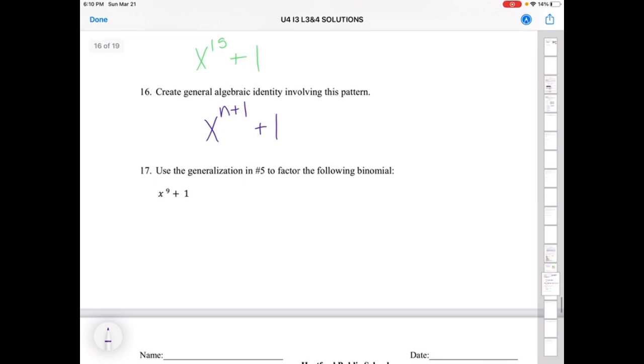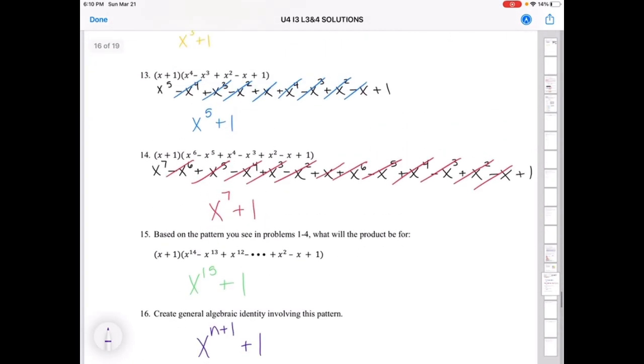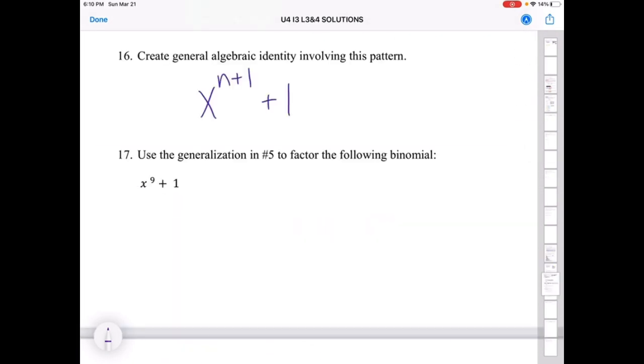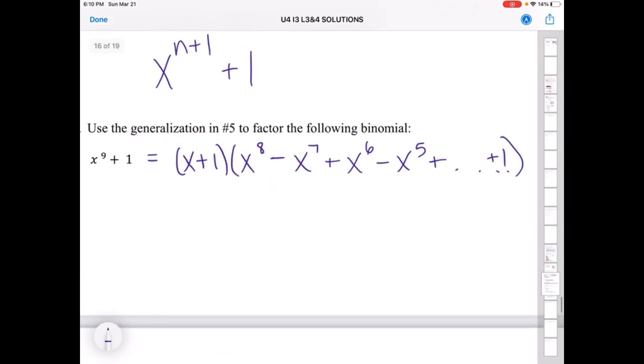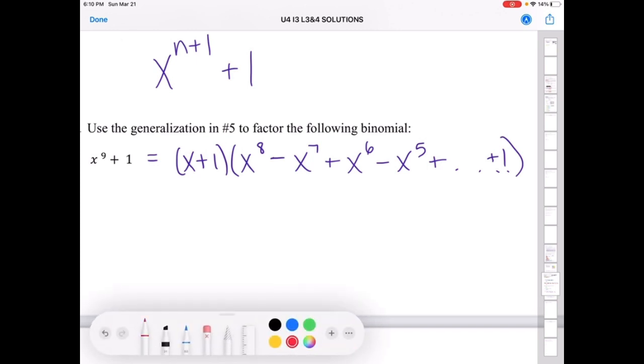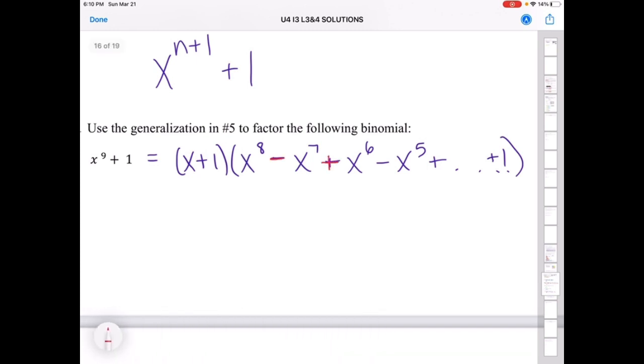And then it says use a generalization in number 5 to factor the following binomial. Because of this identity, I know that I'm multiplying by x plus 1, and then I have a leading term of x to the eighth going downward. And notice that my signs are interchanging.